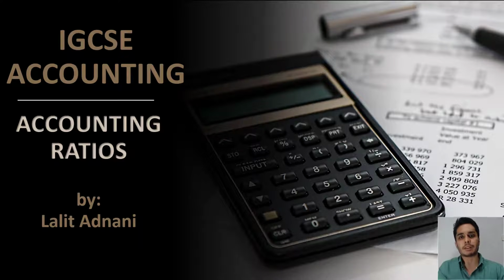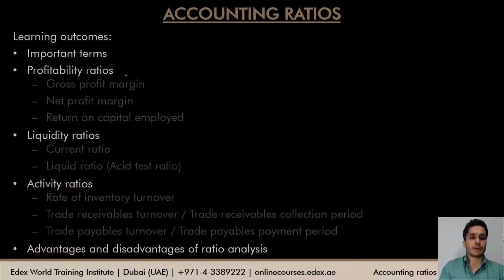Once the financial statements are ready, how do the users of the financial statements interpret them, and what useful information can be brought out from these financial statements so that necessary decisions can be taken. So we first understand the important terms that will help us understand the different kind of ratios later. Then we see the three category of ratios: profitability ratios, liquidity ratios, and activity ratios. Under each of them, we have some specific ratios to be covered.